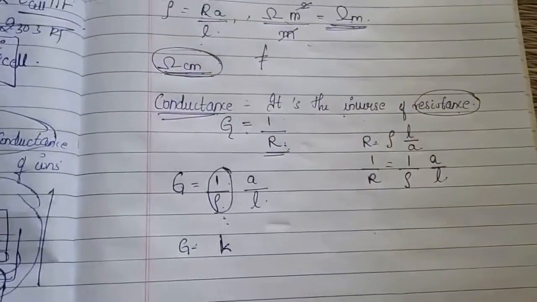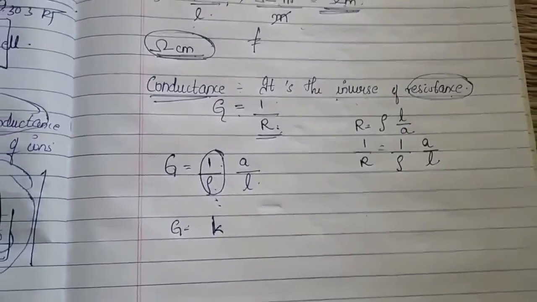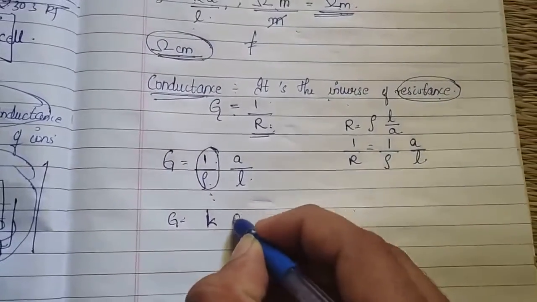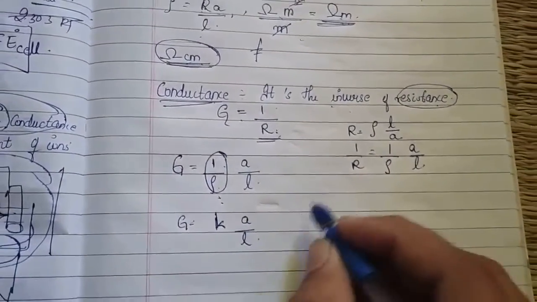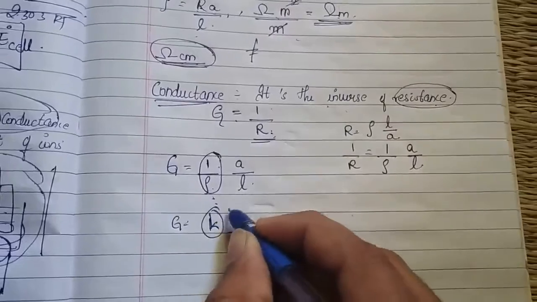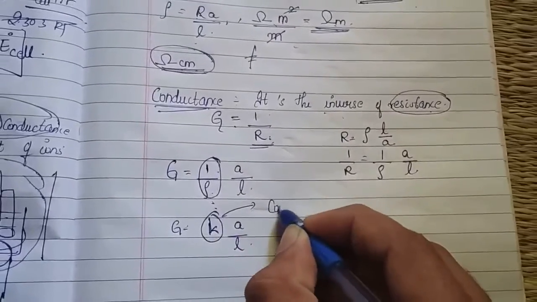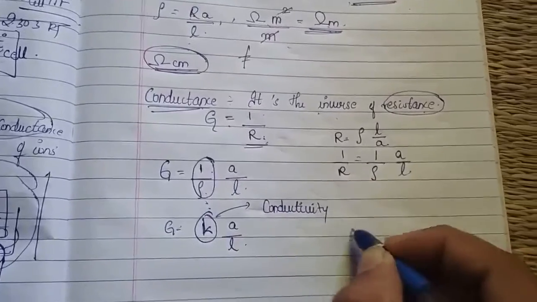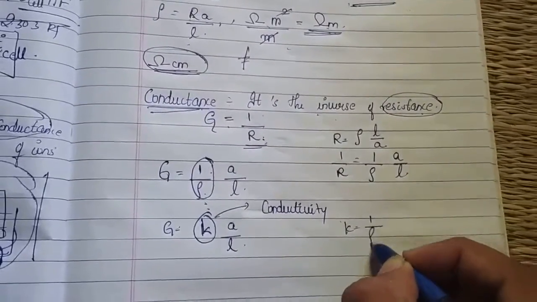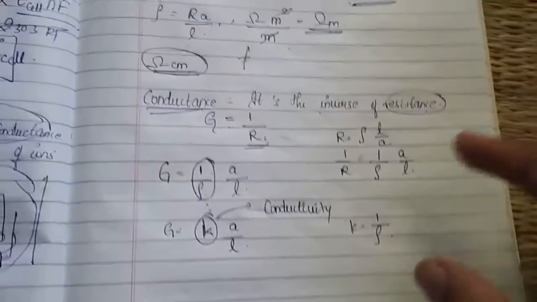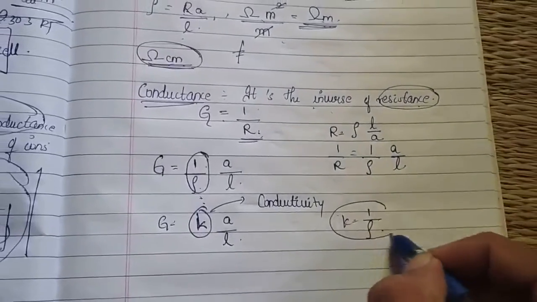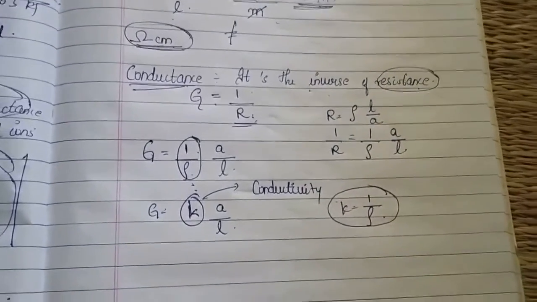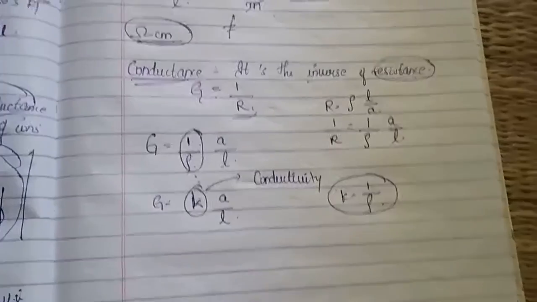Generally it will be looking like a K, but it is called kappa. Kappa into A by L. So whatever this K is, this is called our conductivity. K is equals to 1 by rho. So 1 by rho is the formula for your conductivity.